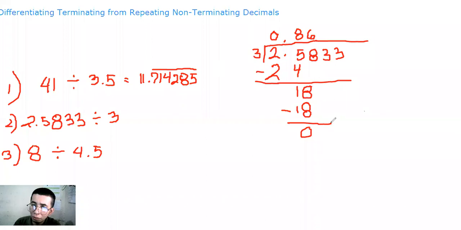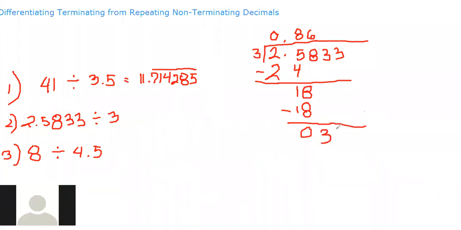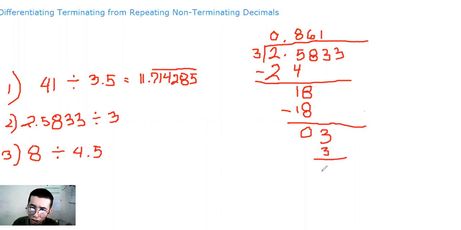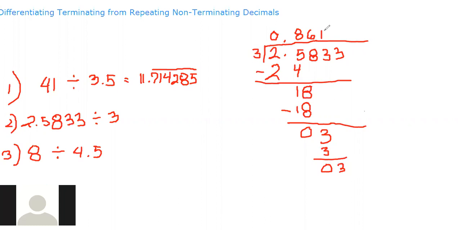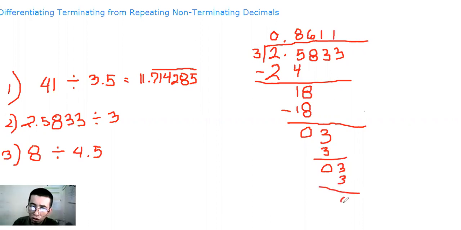Meron pa tayong pwedeng i-bring down yung 33. So, yung 3, pwede pa. May 33 po pala. So, yung 3 divided by 3. What is 3 divided by 3? 1. 1 times 3, 3. Ngayon, 0 na siya. Then, yung 3, bring down natin yung 3. 3 divided by 3, 1. And 1 times 3, 3, 0. So, nag-0 yung ating sagot, diba?